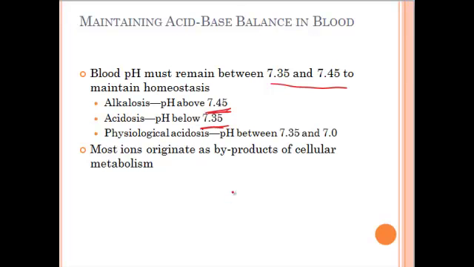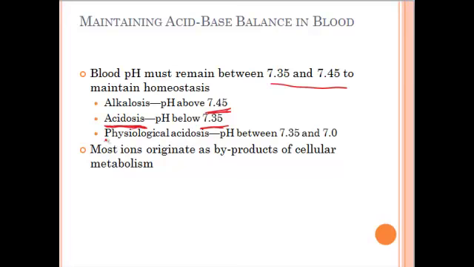7.35 itself is a little bit basic, so 7 is neutral, less than 7 is acidic, a low pH, above 7 is basic, and so it's normally slightly basic. So if you look at the word acidosis, it's talking about being acidic. Below 7.35 we call acidosis, but in reality less than 7.35 is still basic until you get down below 7, and then it becomes acidic.